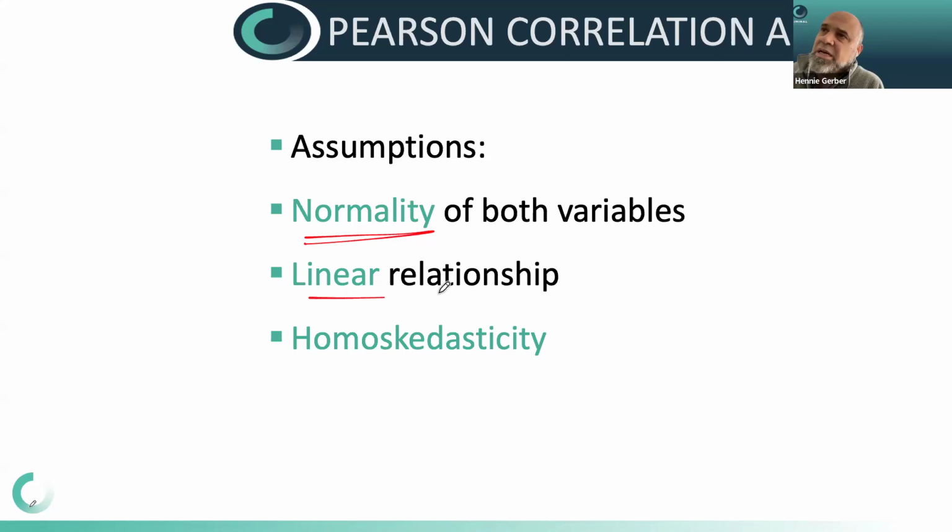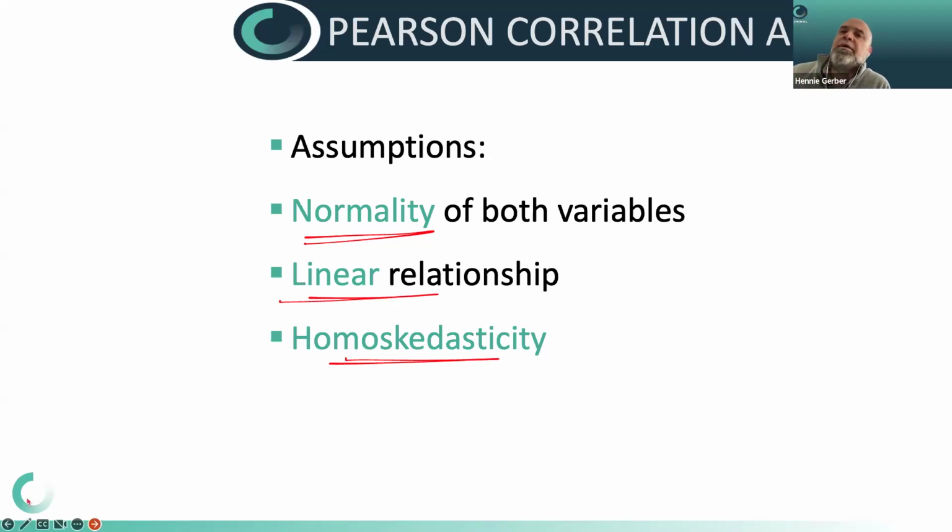Then we look for the linear relationship. We will look at the scatter plot. We already saw in the scatter plot that there seems to be a linear relationship, not nonlinear. And then we will look at homoscedasticity. It will make more sense when I show it to you in the graph.